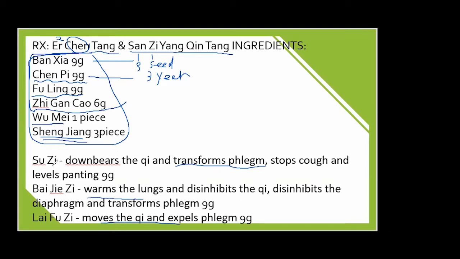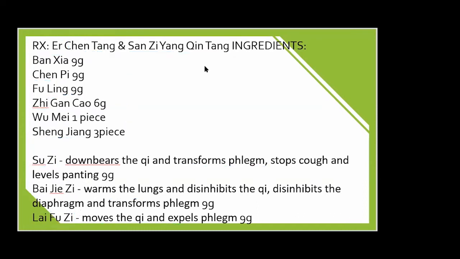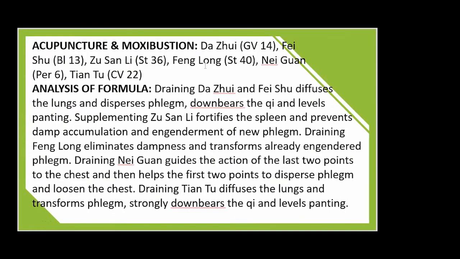So these three seeds: Su Zi, or Zi Su Zi, the same herb, sometimes they call it Zi Su Zi. Bai Jie Zi is a warming herb, so it warms the lung. And Lai Fu Zi mainly moves qi. So the three herbs together we call San Zi Yang Qin Tang, then with Er Chen Tang together, we resolve phlegm. So that's for this pattern.